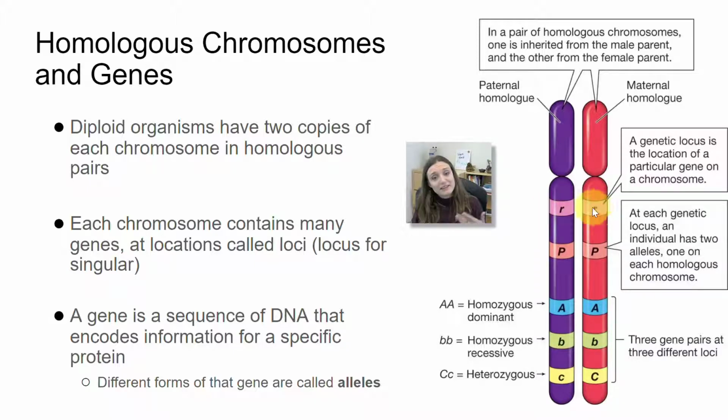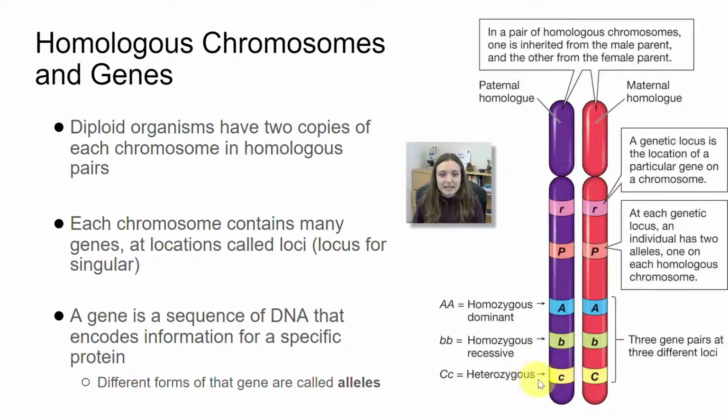But they're going to have the same type of information at the same location on each chromosome. So each gene for a trait is going to be found in the same place on both your mom's and your dad's chromosomes, the chromosomes that you inherited from your mom and your dad. But they could have different forms of that gene on each chromosome.